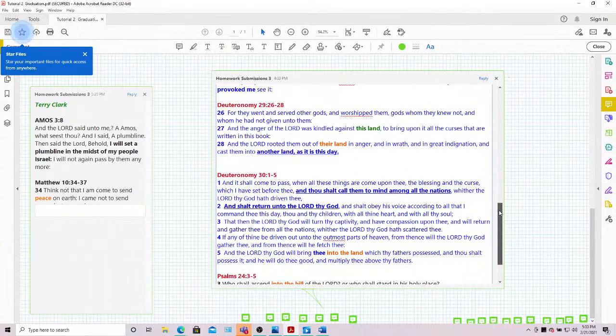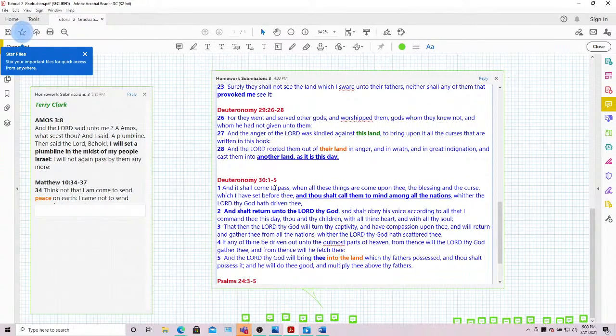So we have Deuteronomy also, chapter 30, verse 1 through 5, which is talking about this some more. And it shall come to pass, when all these things are come upon thee, the blessing and the curse which I have set before thee, and thou shalt call them to mind among all the nations. So you're getting your act together and meditating on what you did, meditating on your failures, your shortcomings, whether the Lord thy God has driven thee, and shall return unto the Lord thy God, and shall obey his voice according to all that I command thee this day, thou and thy children with all thy heart and with all thy soul. You got to give him your 100%.